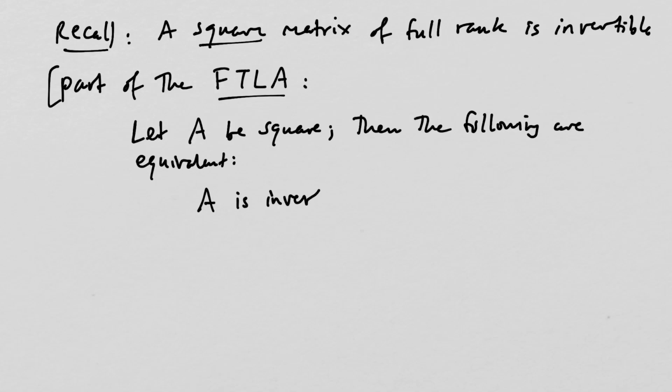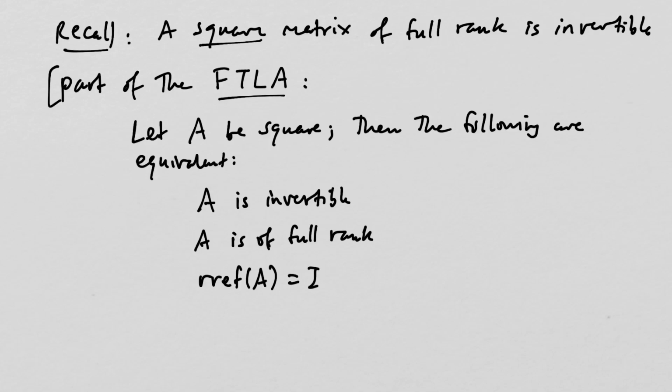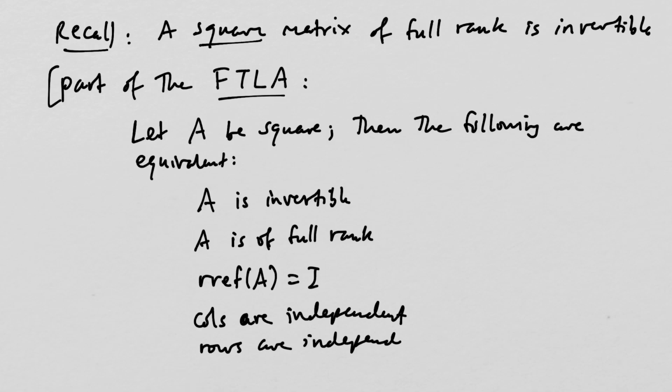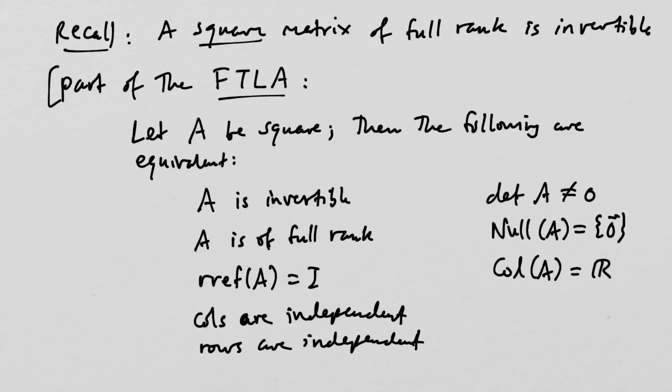A is invertible. A is of full rank. The reduced row echelon form of A is the identity matrix. What else? Columns are independent. The rows are independent. Determinant is non-zero. Null space is trivial. Column space is the full space, whatever the size of the matrix is. So on and so on.